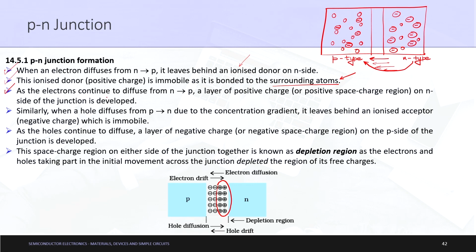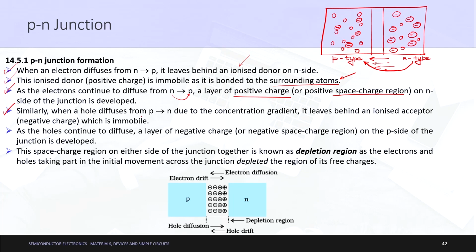So, as the electrons continue to diffuse from N to P, quite evident they move from N to P only, leaving a layer of positive charge. So this is that layer of positive charge being talked about, a layer of positive charge or positive space charge region on the N side of the junction is developed.